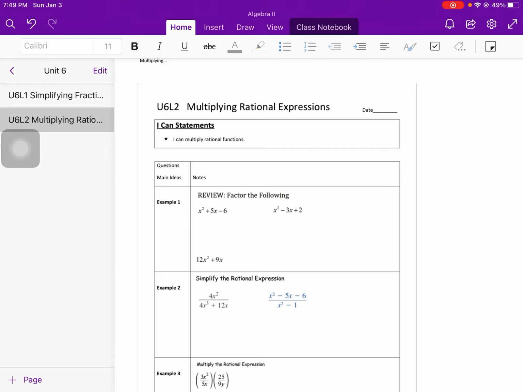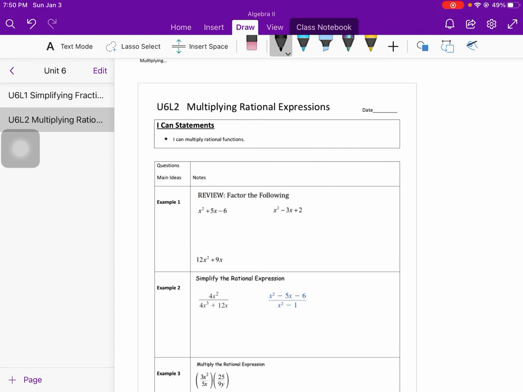This is going to be where we multiply rational expressions. It's going to be using a lot of the exact same ideas that we did in the first lesson. So like example 1 here, we're practicing factoring again. I know factoring doesn't go away.